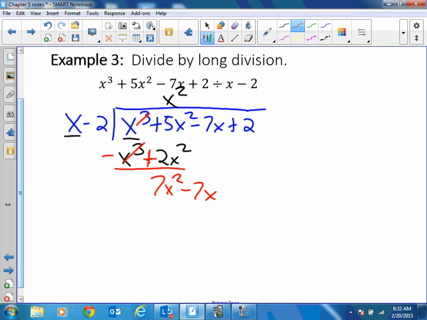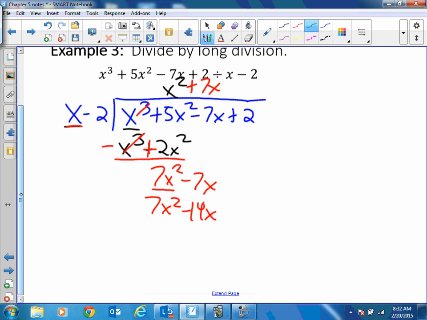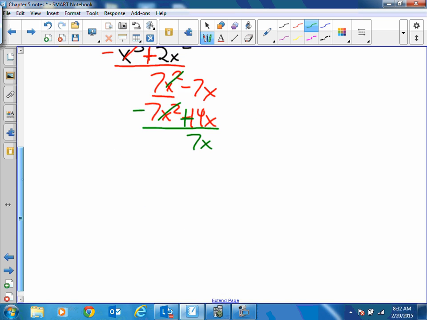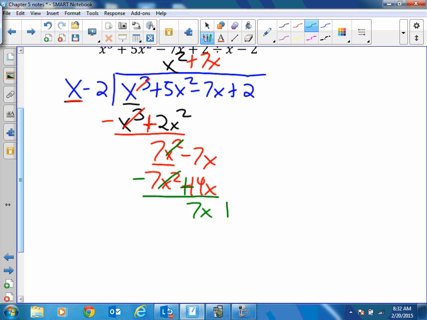Bring down -7x. How many times does x go into 7x squared? Well, that's 7x. So 7x times x would be 7x squared. 7x times -2 would be -14x. Got to make the signs opposite, so make that negative, make that a positive. Those cancel out. -7x plus 14x is 7x. And we bring down the 2.